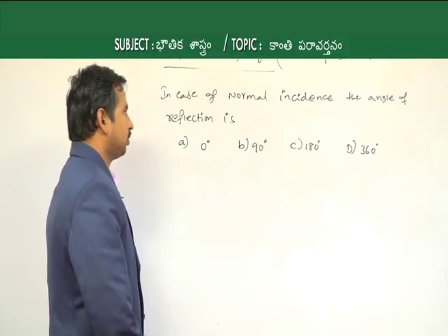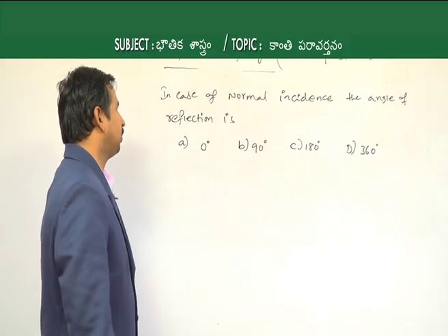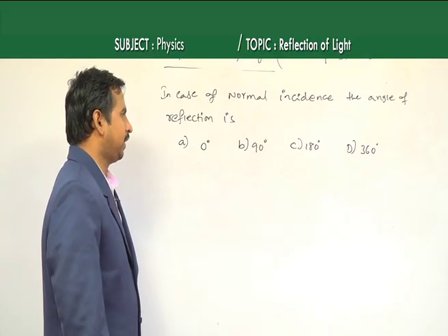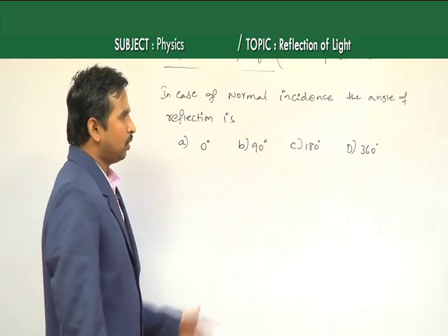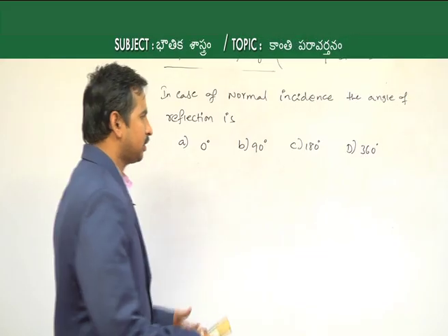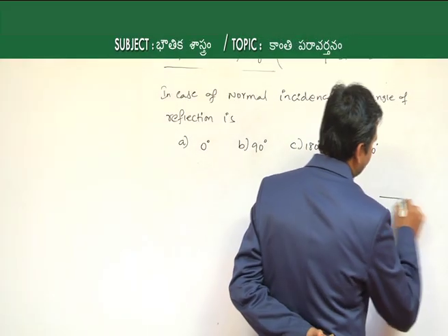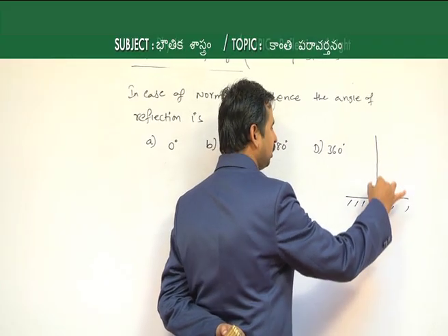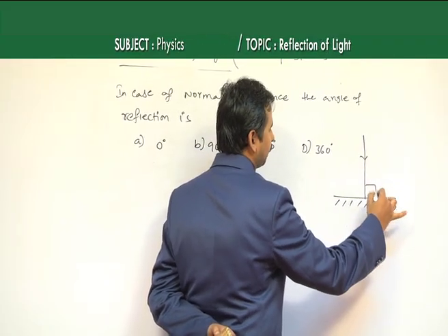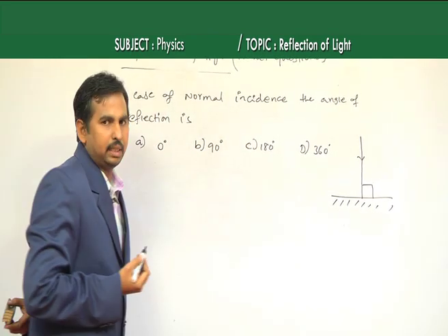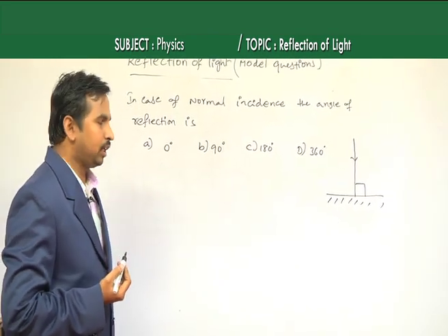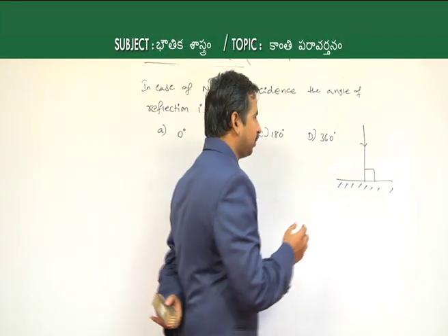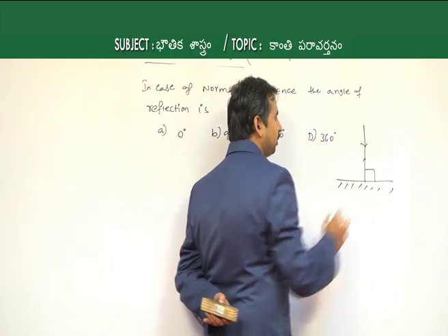Now, we will see another question based on reflection on the plane mirror. In case of normal incidence, the angle of reflection is? See, normal incidence means the light ray is passing along the normal. For example, if this is the plane mirror, the light ray is incident on the mirror perpendicular to the surface. This is called normal incidence. In case of normal incidence, the light ray retraces back in the same path, going back along the same path.